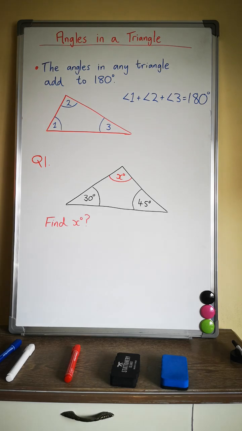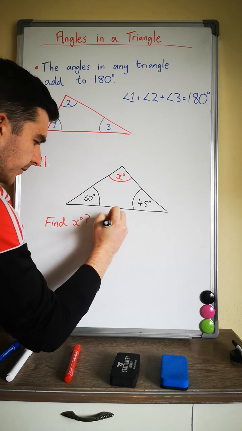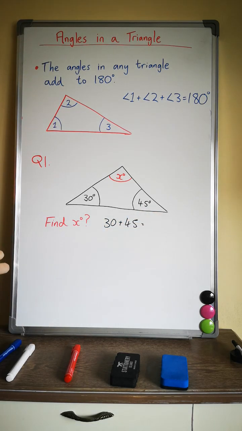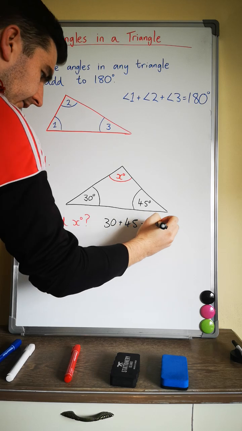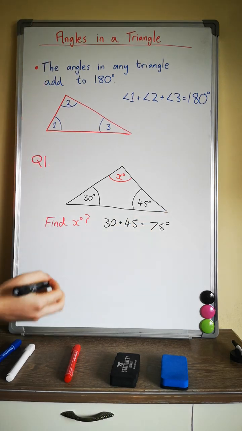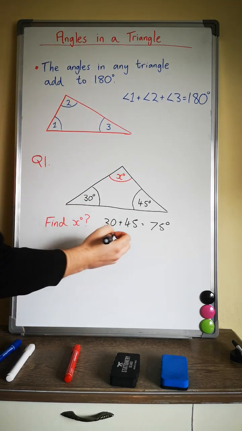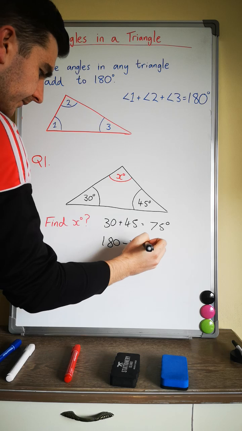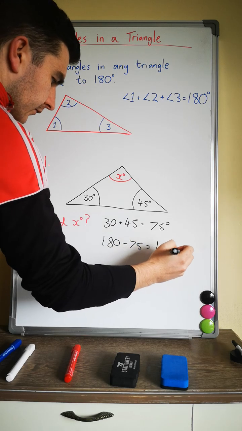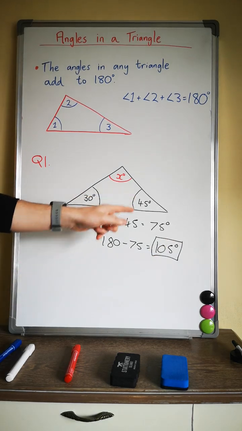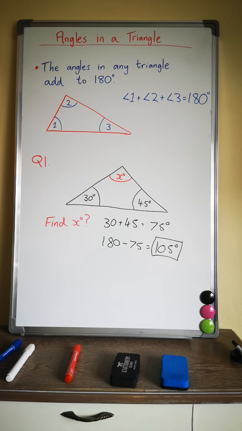Hopefully what you should have done is add 30 plus 45 together, and 30 plus 45 is 75 degrees. Then take the 180 degrees, because we know 180 degrees is when you add them all up, minus the 75 degrees, and you get 105 degrees. So your answer for this question is 105 degrees: adding these two angles up, taking away from 180 to get 105 degrees. That's one of the basic questions. It will be on your exam as well.